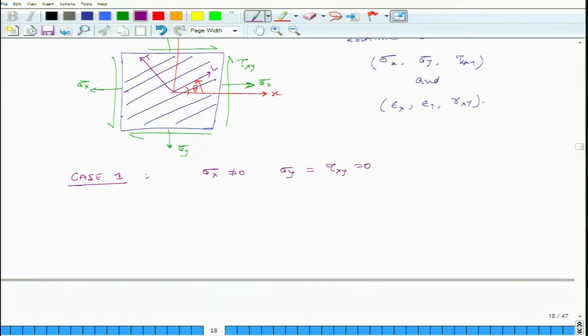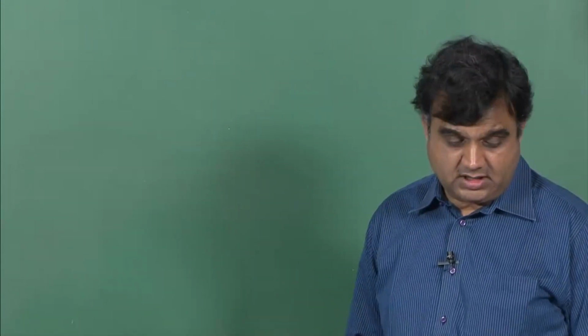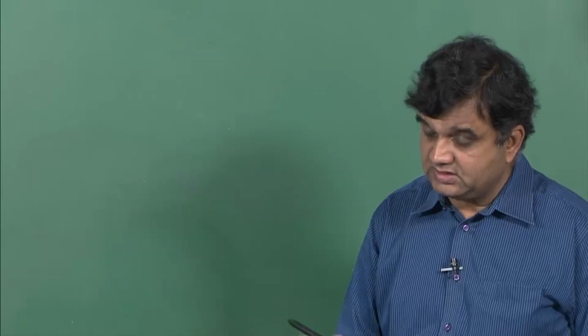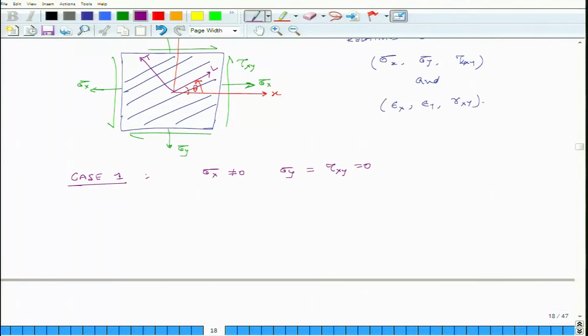Now, this is the case of general orthotropy. So, when I am pulling the material, it will not only exhibit extensional strains, but it will also exhibit shear strains. So, we will write down the relationship between stresses and strains. So, epsilon x is sigma x by Ex, where Ex is the extensional modulus of the material in x direction.